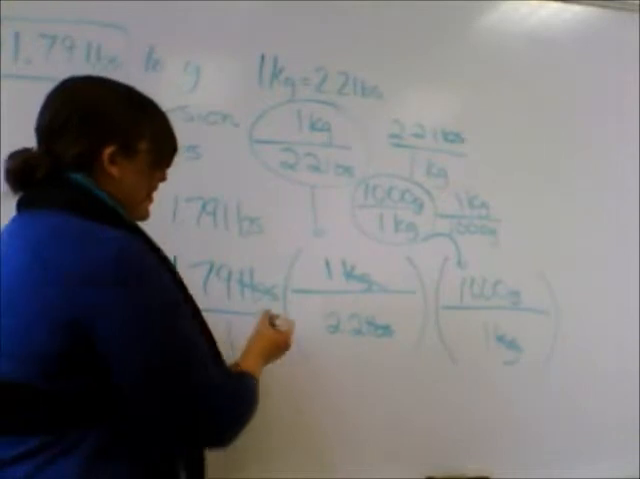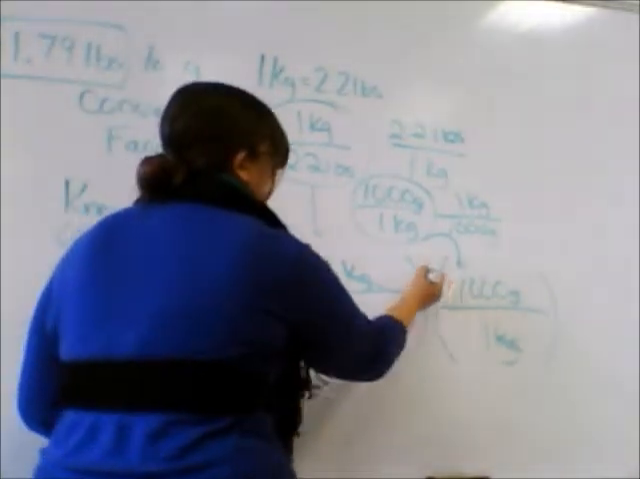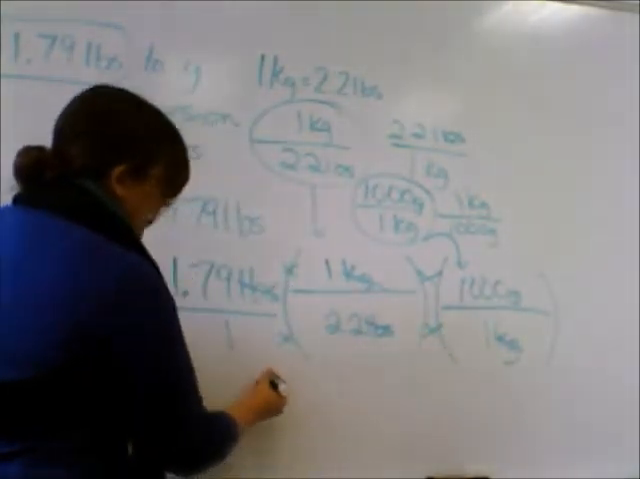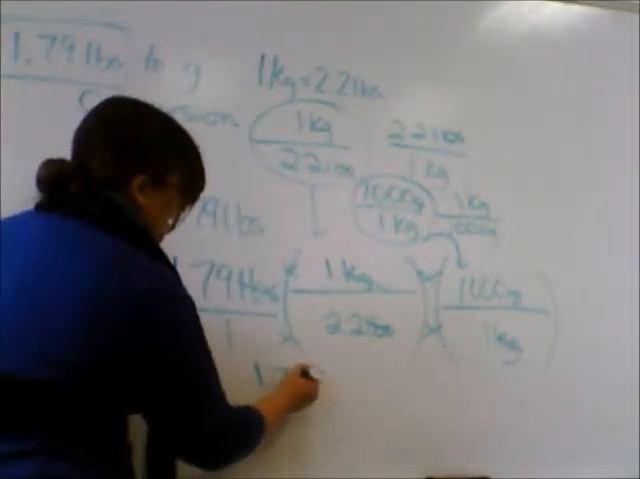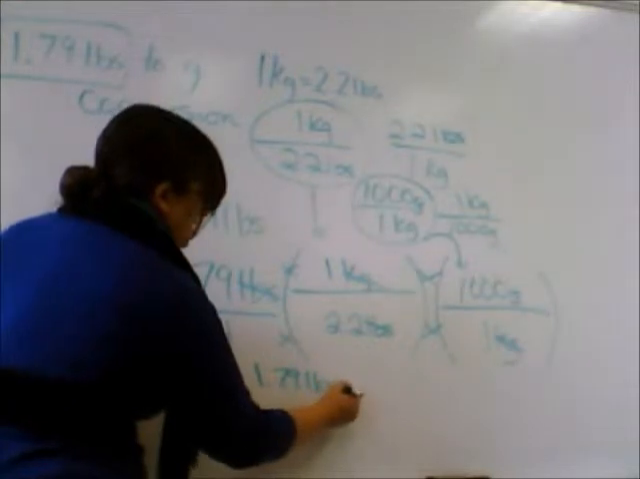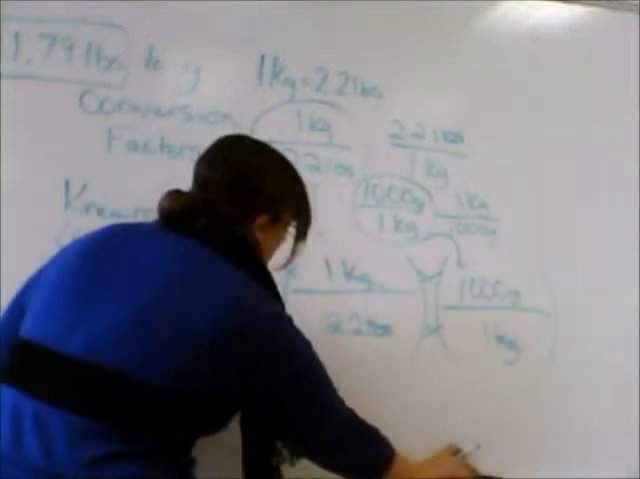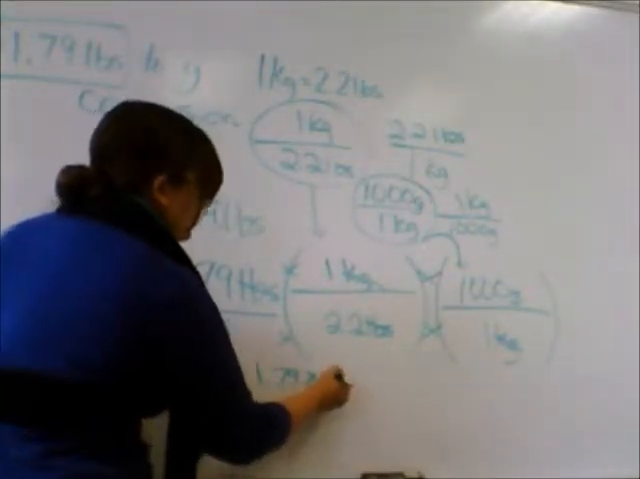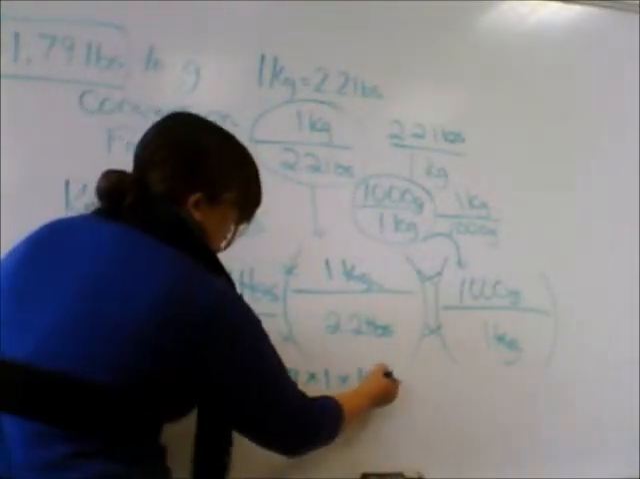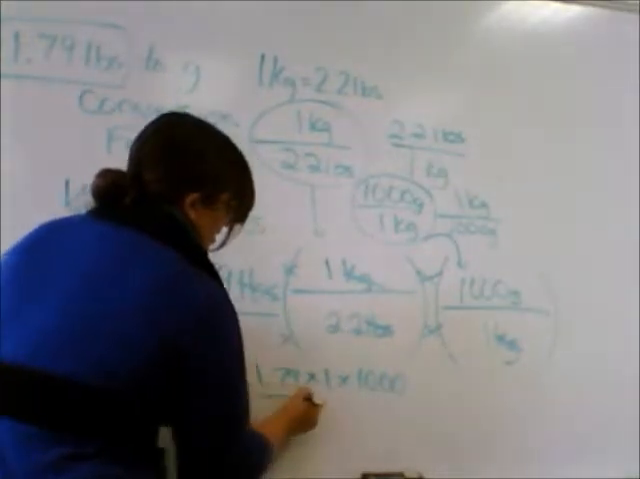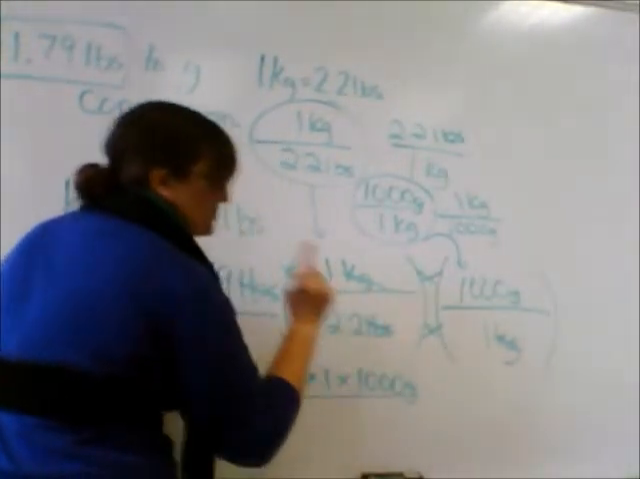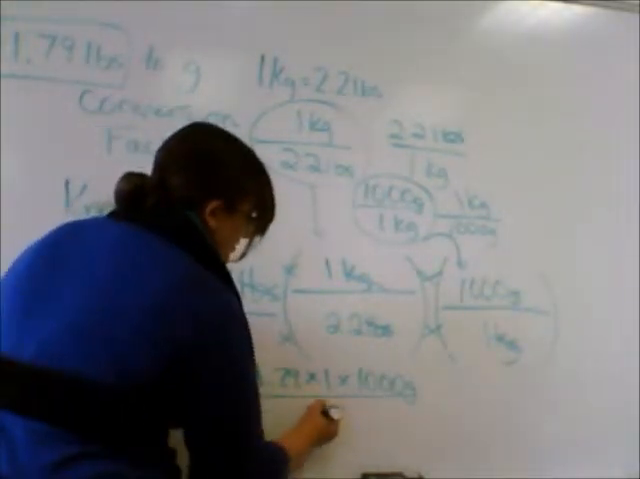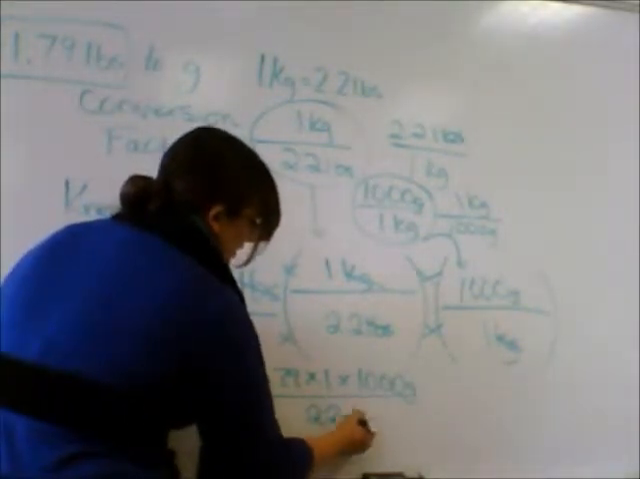So now what you do is you multiply across the top and you multiply across the bottom. So now what we have is 1.79 lbs, or I'm sorry, at this point the units have disappeared for that. So 1.79 times 1 times 1,000, and that 1,000 still has its grams because the grams did not cancel. And we're going to divide that by 2.2 times 1.